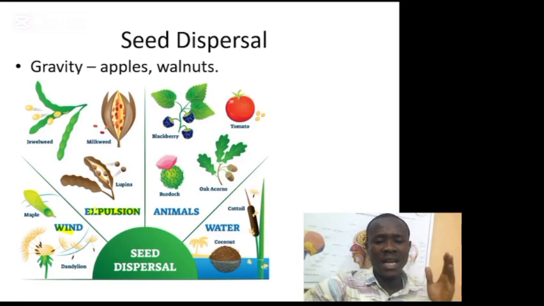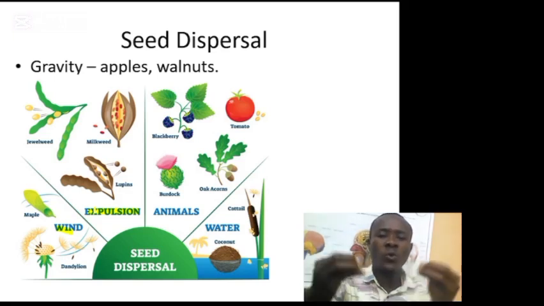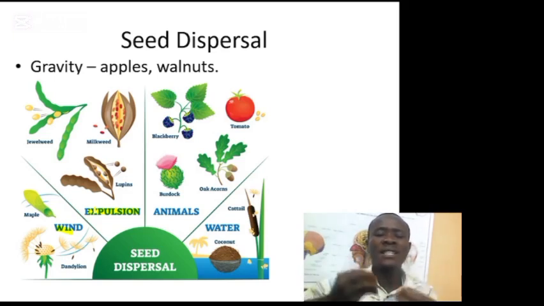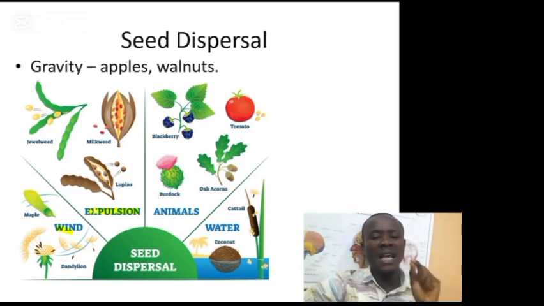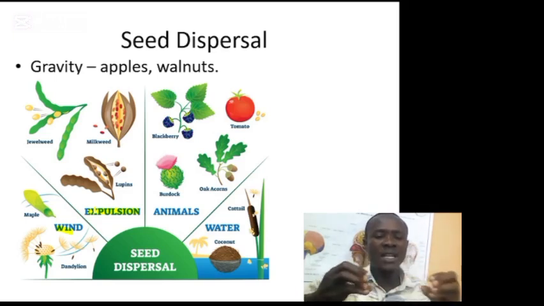Next is expulsion. The expulsion occurs mainly in the dry dehiscent fruit, as they have to explode in order to release their seed. They have this line of weakness through which they will split open to release their seed. So for a seed to be dispersed by expulsion, they need to have a line of weakness through which the fruit can split in order to release their seed.